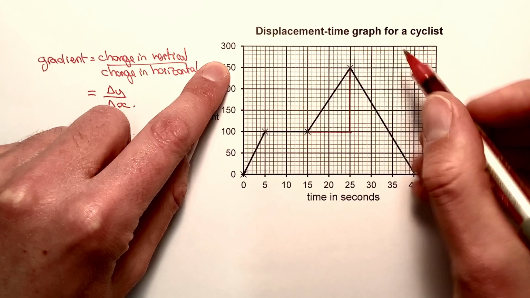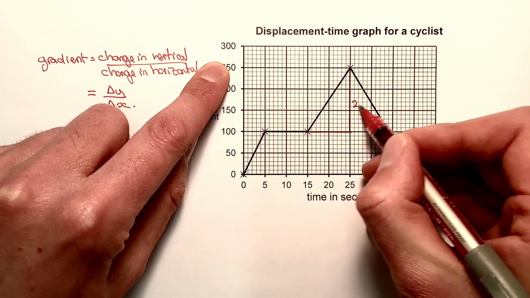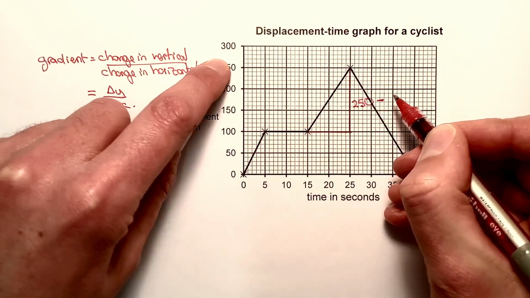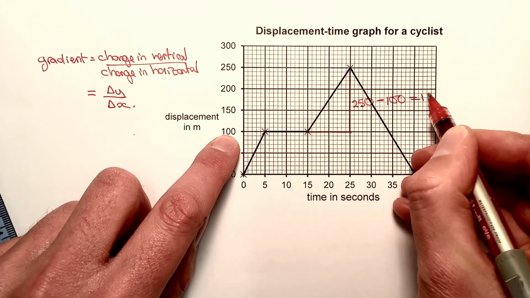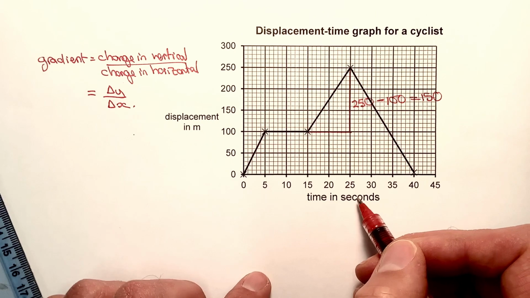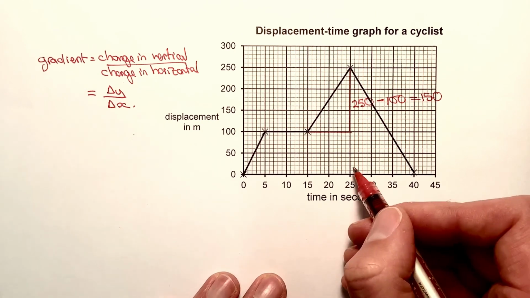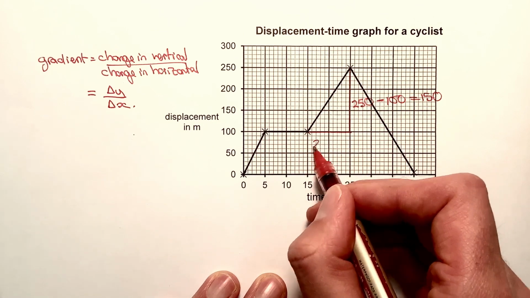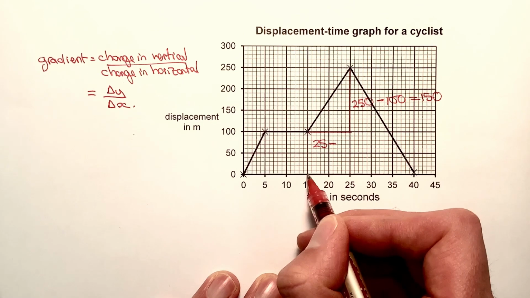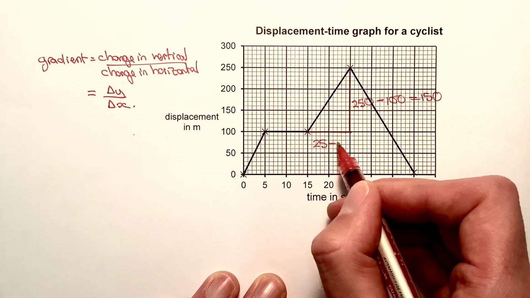To find the change in the vertical, we need to look at what the final value is, which is 250. So I'm going to do 250 and then subtract the starting value for the vertical, which is 100, which gives me 150. Then I'm going to do the same thing for the horizontal, where I look at the final value in the horizontal, which is 25, and subtract the starting value in the horizontal, which was 15, which gives me 10.